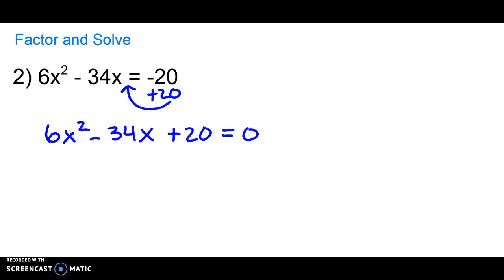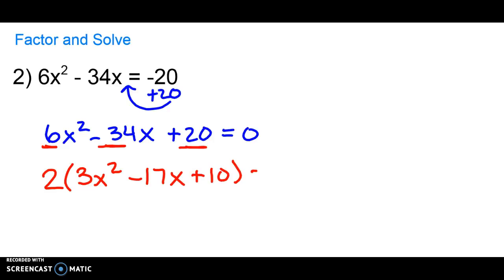Then I have to look at, is there a GCF? And I'm looking at my numbers 6, -34, and 20. Now I want you to notice that they're all even, which means they're all at least divisible by 2. And so I can actually divide everything by 2, and the 2 is going to go in front. So then 6 divided by 2 becomes 3. 34 divided by 2 is -17. 20 divided by 2 is 10. And then that's going to be equaling 0. So I moved my numbers over from the other side, so everything was on the same side.